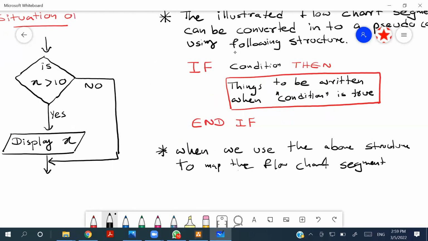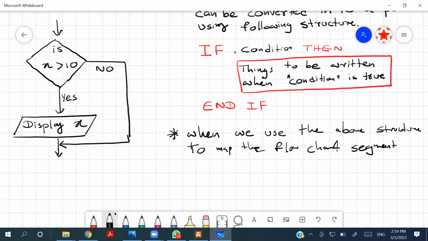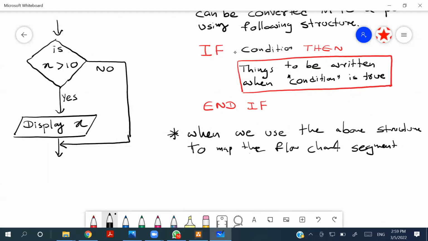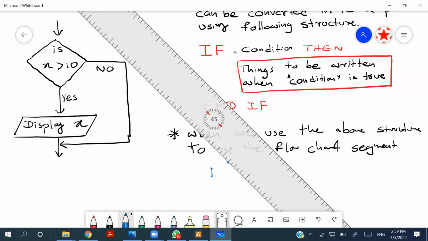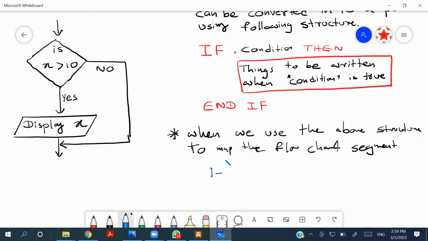Now, how is it going to be? You have to take the if keyword, and it is not a must that you have it in capital letters, right? You can use simple letters as well. So you say if x larger than 10, then you have to say then.